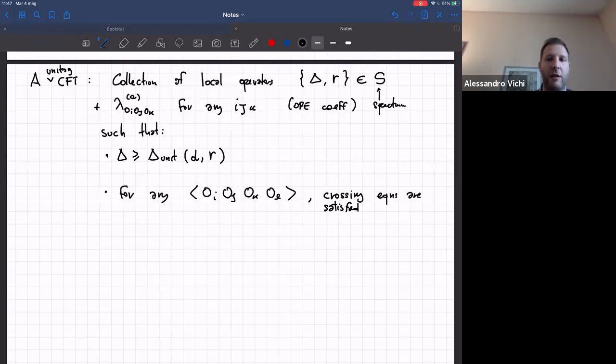So this is an infinite amount of constraints. Which of course is not tractable at this level. So we have somehow to simplify this condition in order to tackle it.